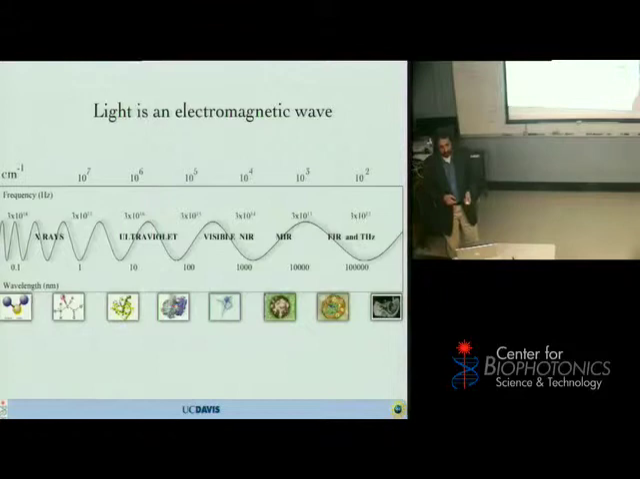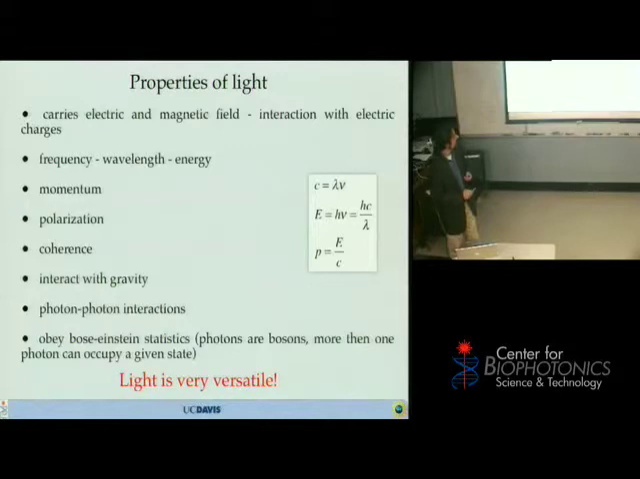So the main properties of light are summarized here. Light carries electric and magnetic fields, so it interacts primarily, due to the presence of the electric field, with electric charges. It has a certain frequency, wavelength, and energy, as was shown on the previous slide. There's a momentum, which can be represented as energy per speed of light, polarization, coherence. It can interact with gravity; as you know, it can bend around strong gravitational fields.